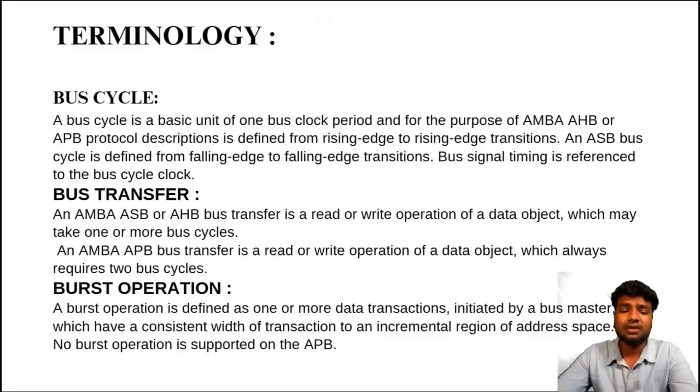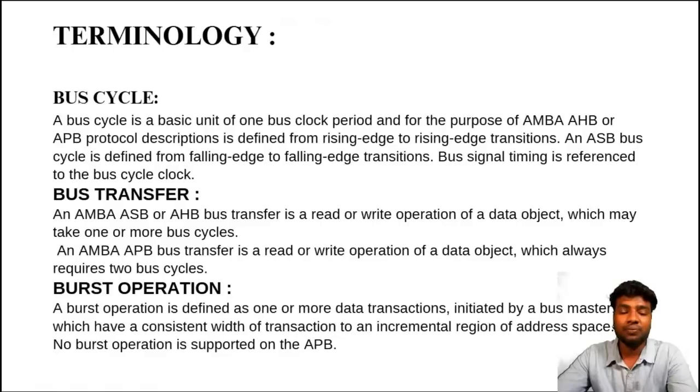And then bus transfer. So how does bus transfer work? In AMBA, if you take AHB and ASB, they do read and write operations with one clock cycle only. It means it takes at least one, and then up to one or more bus cycles to make the transfer of read and write operations.